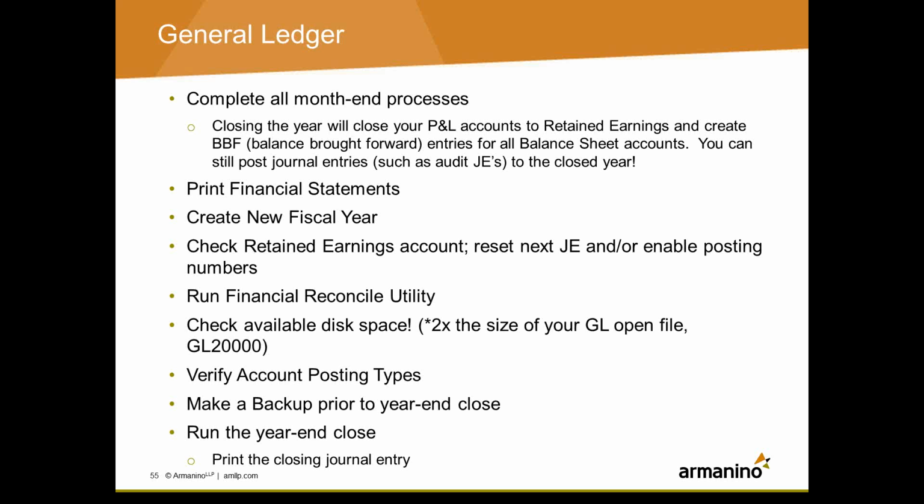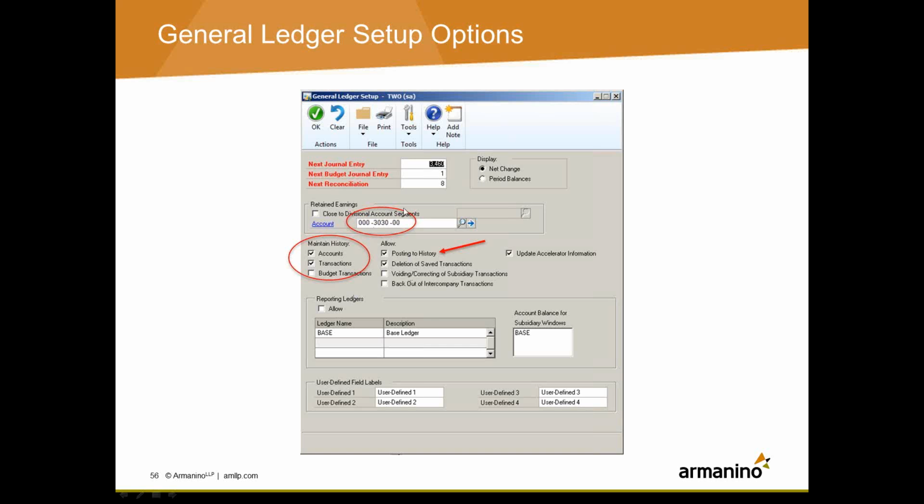Part of the closing process, as I mentioned before, is that it closes all the P&L account balances to your retained earnings account. That account is specified on the general ledger setup window where it says retained earnings. So you want to be absolutely sure that this is the correct account.